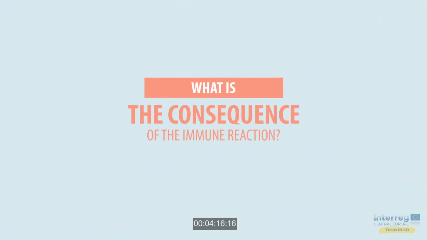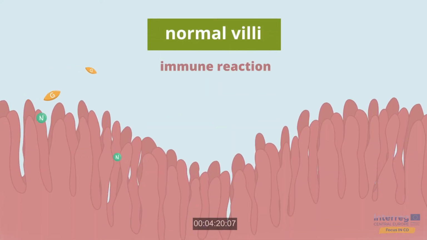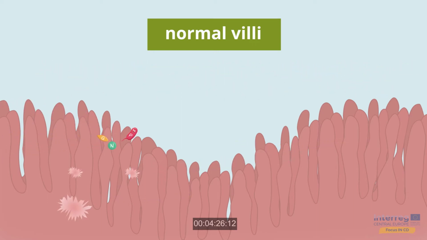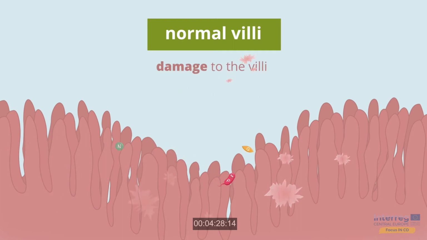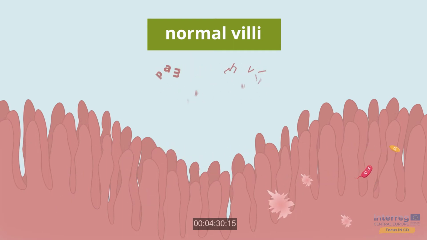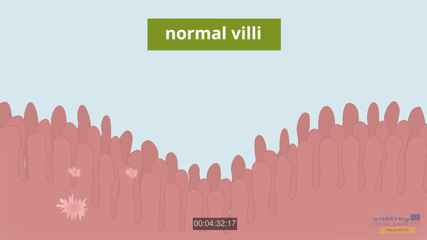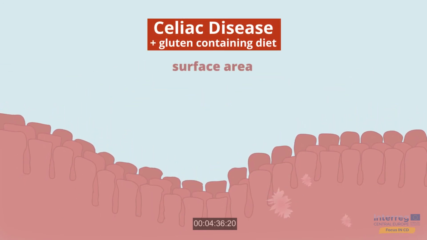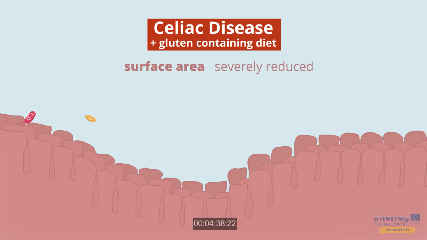What is the consequence of the immune reaction? The immune reaction against gluten and tissue transglutaminase will be maintained as long as gluten is ingested. The ongoing immune reaction causes more and more damage to the villi until they are destroyed and the intestinal mucosa becomes completely flat. Thus, the surface area for nutrient absorption is severely reduced.